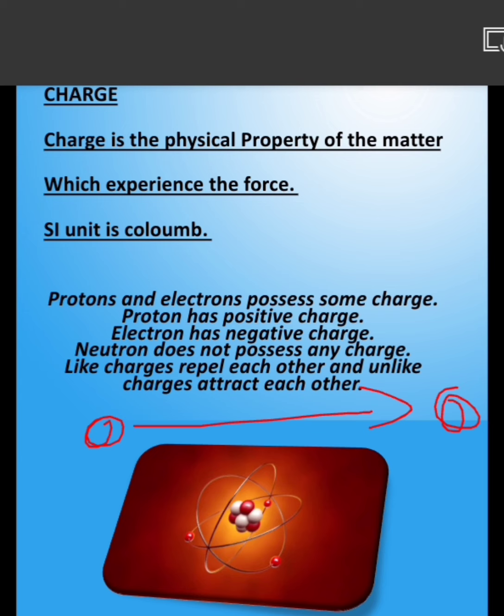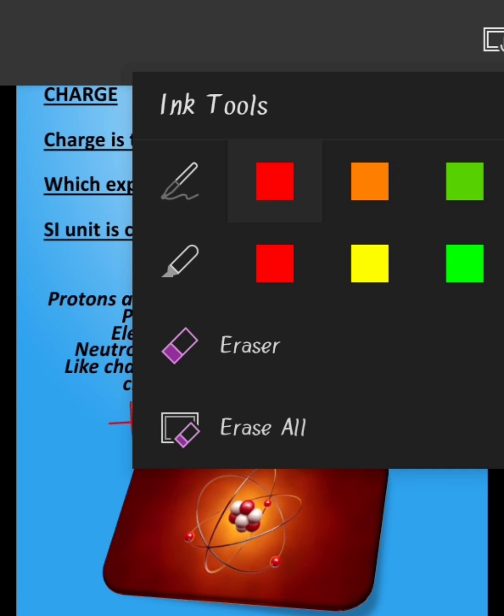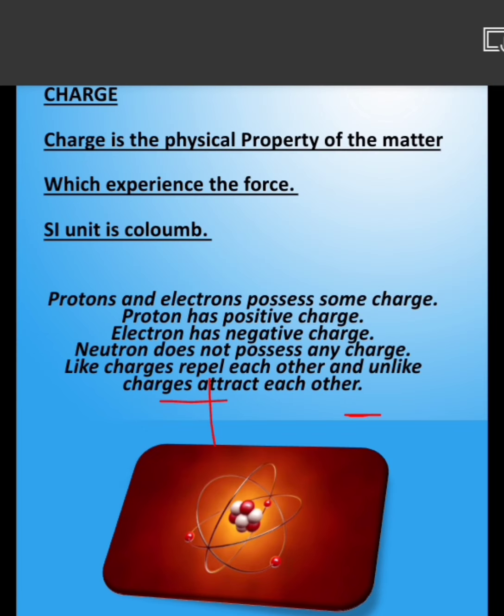So how can you denote the charges? The charge is denoted with the letter Q and its SI unit is Coulomb. When you bring two like charges together, like positive and positive, they will not attract each other. Suppose you bring one positive charge and one negative charge, they attract each other. That is the special characteristic of these charges.